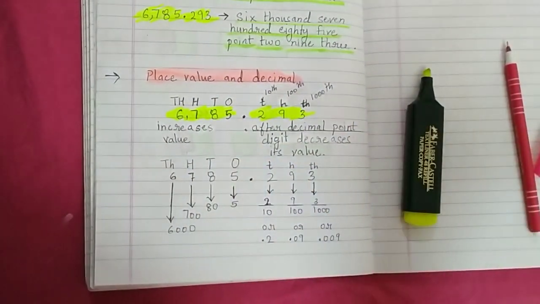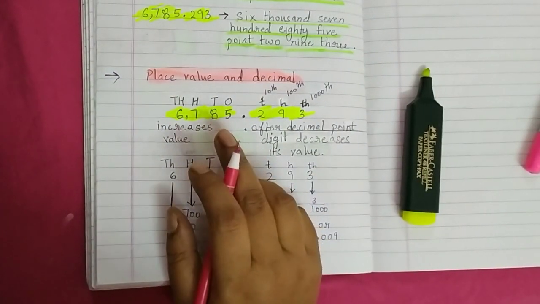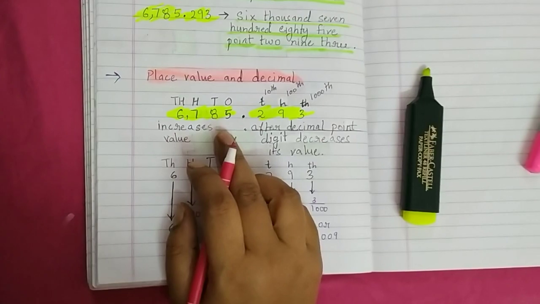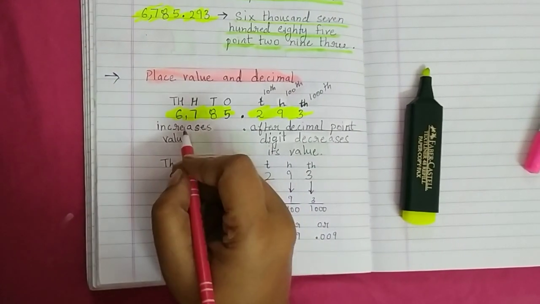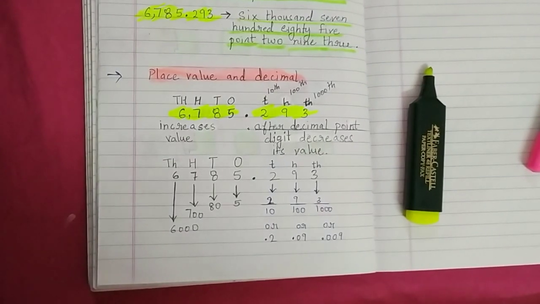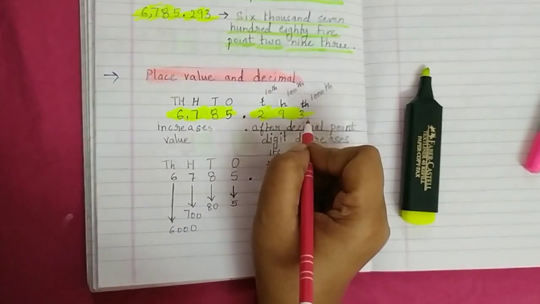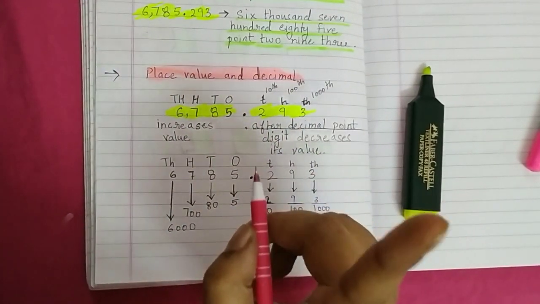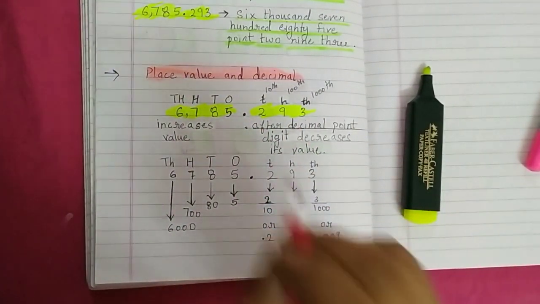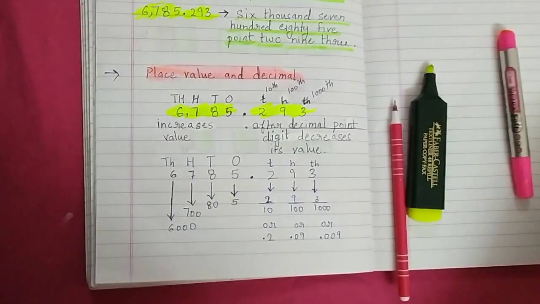Let's take this number, 6,785.293. So children, as I have told you, before the decimal, that means on the left hand side, the given digits are complete. 6,785 is a complete number. After the decimal, that is on the right hand side, 293 is less than 1. Before the decimal on the left hand side, we know the place values.